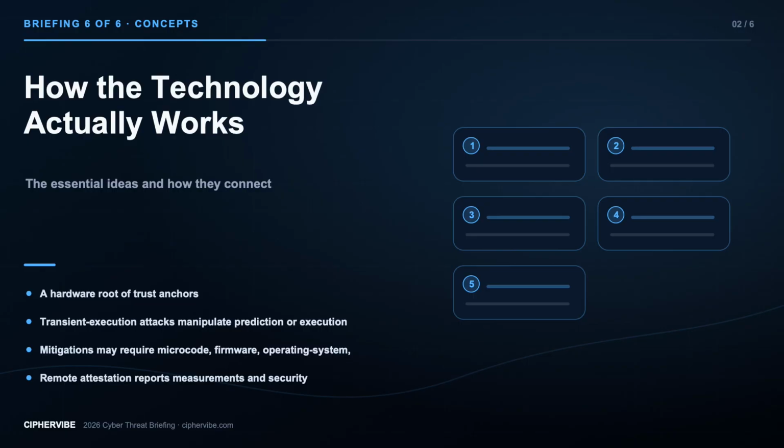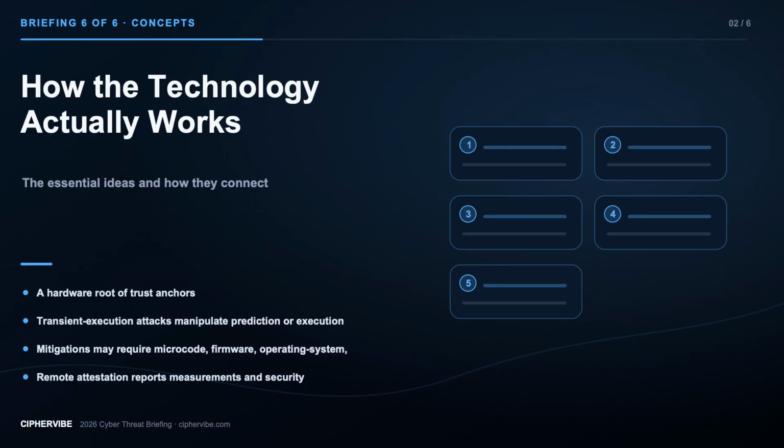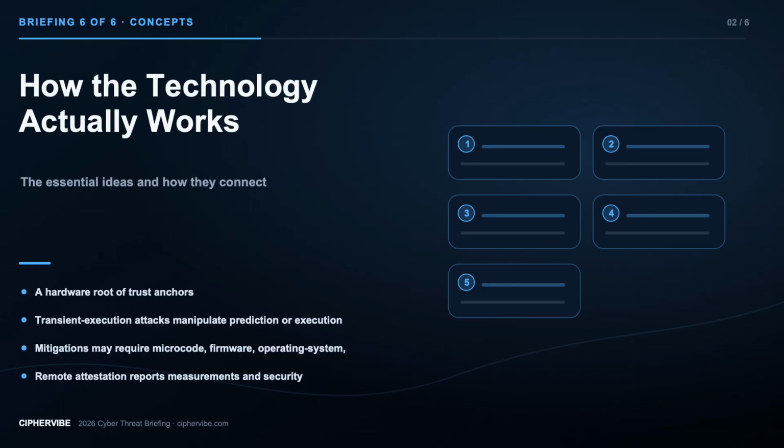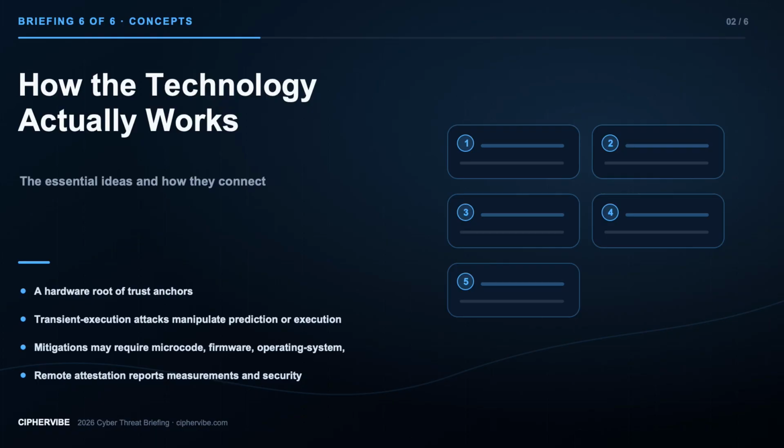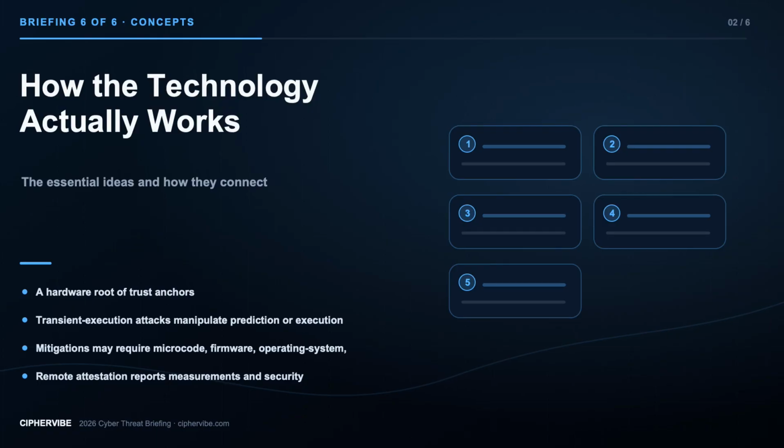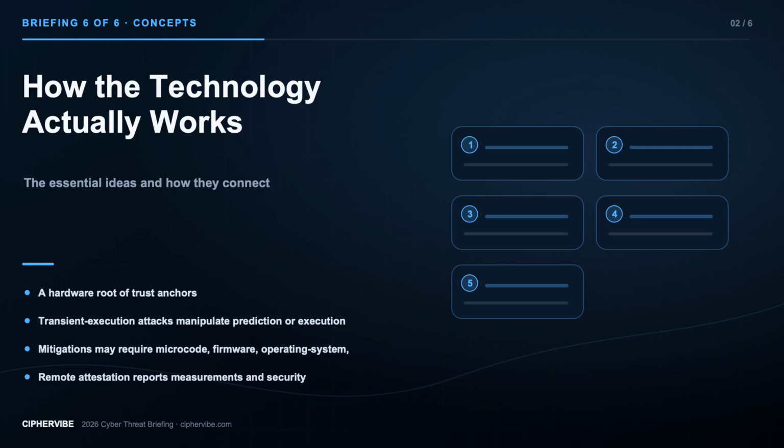Security reasoning is a chain. Source evidence supports an observation. The observation supports a conclusion. The conclusion informs a proportionate decision. The decision has an owner, an expected result, and a way to verify it.